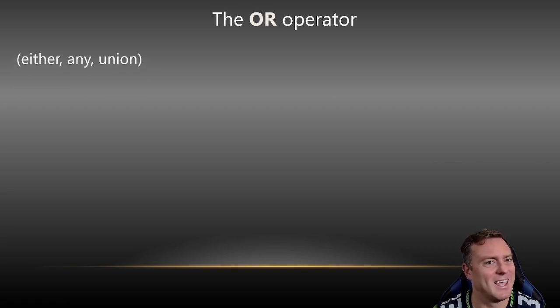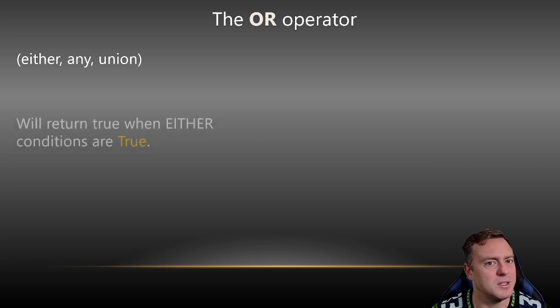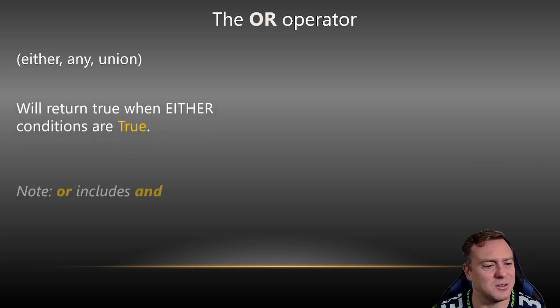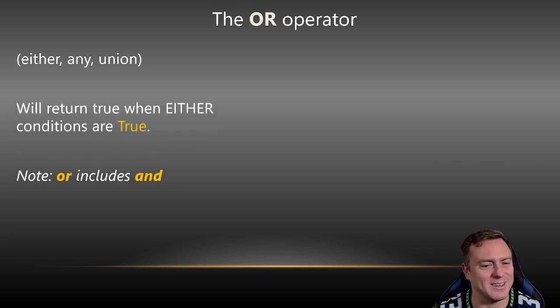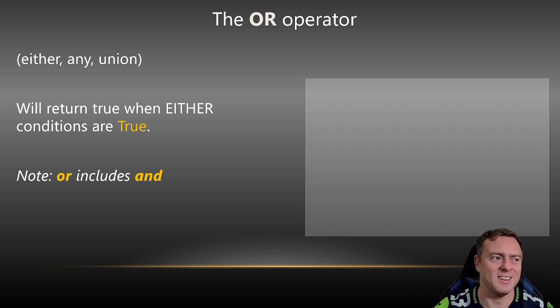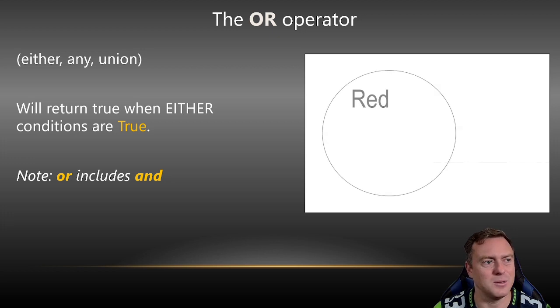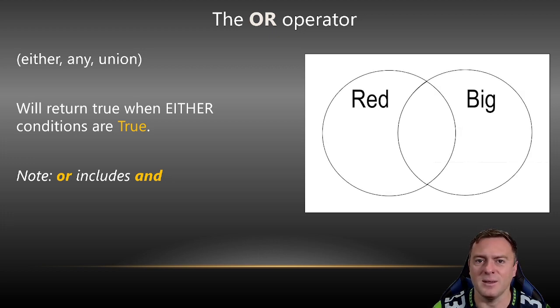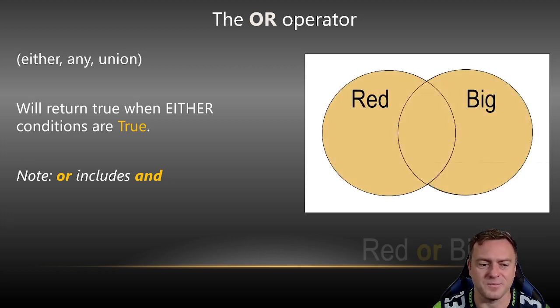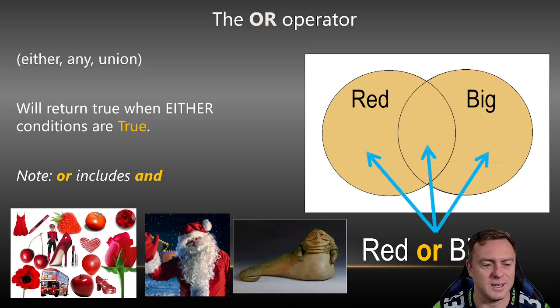It means either, any, or the union. So this will return true when either condition is true. So OR includes AND, if you think about it. So that Vesica Piscis in the middle gets included in the conditions when we do OR inside of computer science. So if you say everything that's red or big would be everything that includes Santa, everything that's red, and then everything that's big. And for the Star Wars nerds out there, I will include Jabba the Hutt.